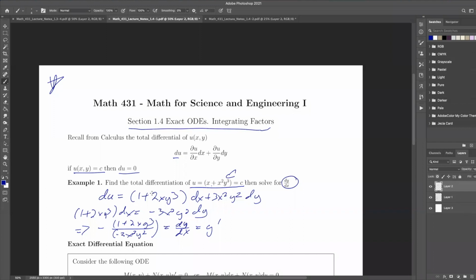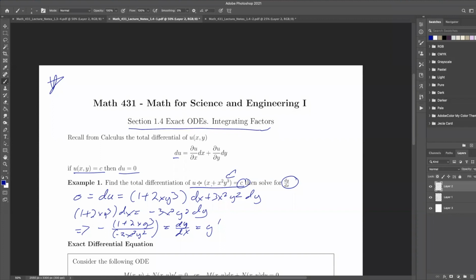Oh, no, so du is equal to 0 because we set it equal to a constant. So we're not ignoring it. I just didn't explicitly say this is 0, which allows me to move this over to the side. Okay?